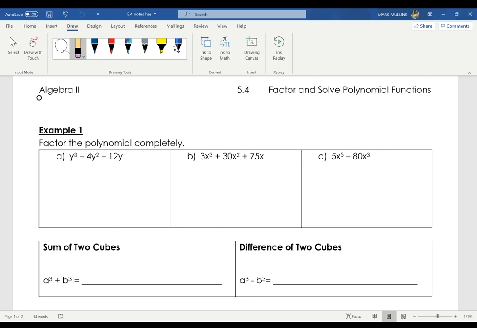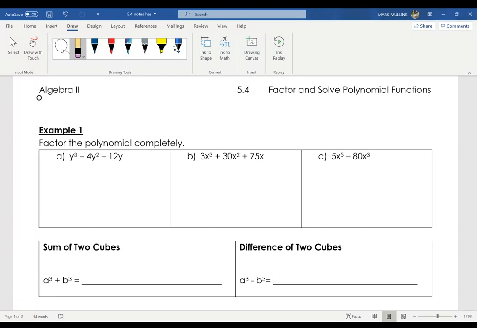5.4. Factor and solve polynomial functions. For example 1, we're asked to factor the polynomial completely. So remember, we're always looking for a greatest common factor, and then depending on the number of terms, we're going to approach it differently. So if there's 4 terms, we'll look for factor by grouping.